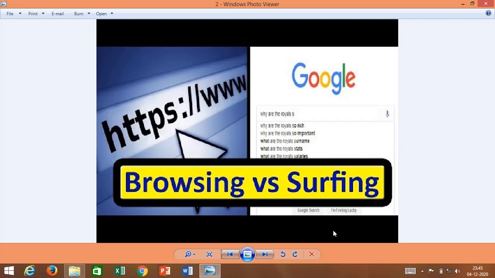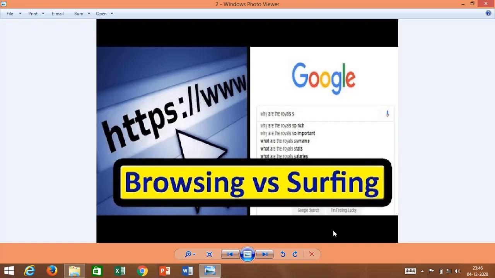Browsing is a faster and easier process. Why is it faster and easier? Because you know the URL you need to visit. But surfing is slower than the browsing process, and it is a bit tough also, because while surfing you keep on checking different URLs, different website links, to get the best data related to the topic you have put in the search engine.